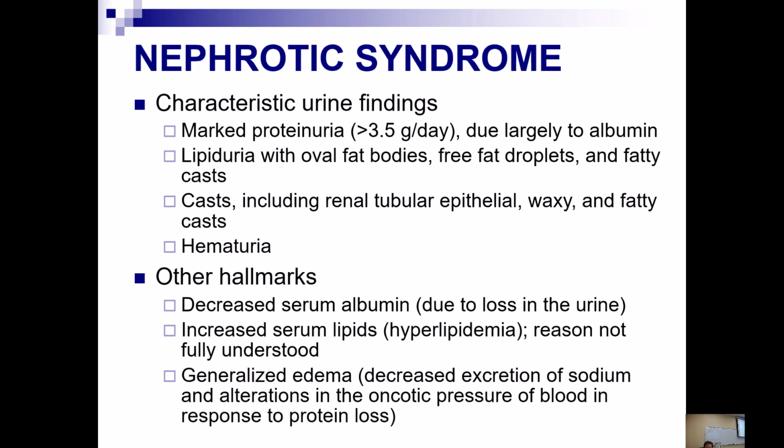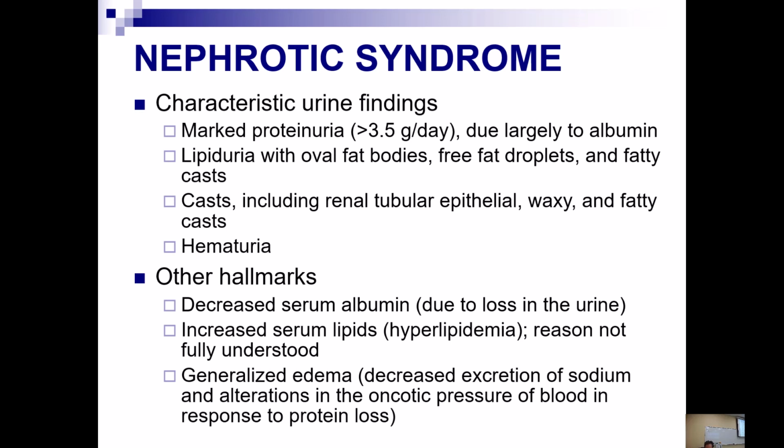You're going to start seeing casts, including renal tubular epithelial and waxy and fatty casts. Remember, waxy casts, that's like end stage of the casts. We're not getting any urine, urine is in stasis. We're not getting urine flow, and because of that, we're not flushing those casts out, and they're drying out and getting icky. We're also going to see hematuria.